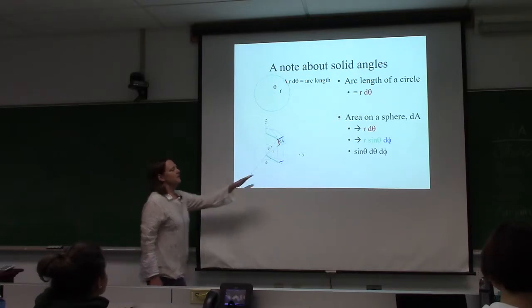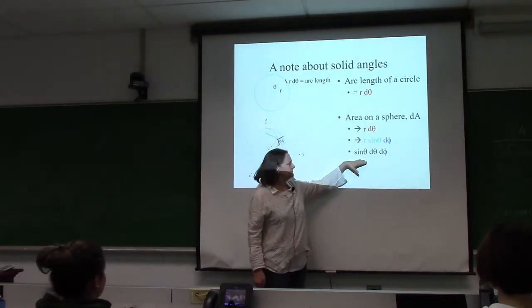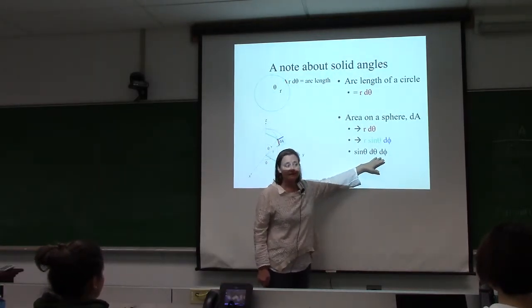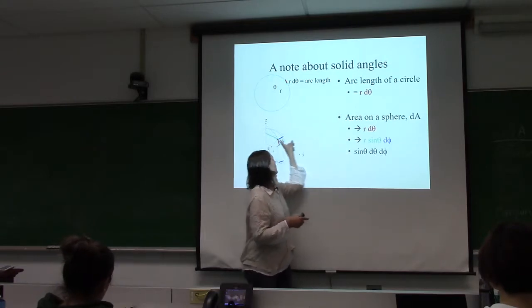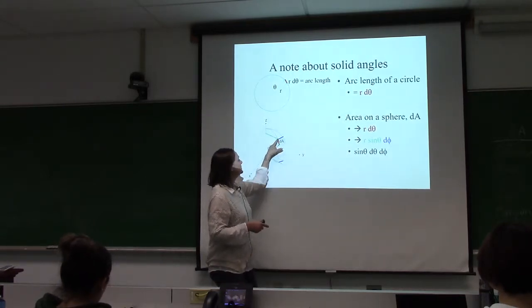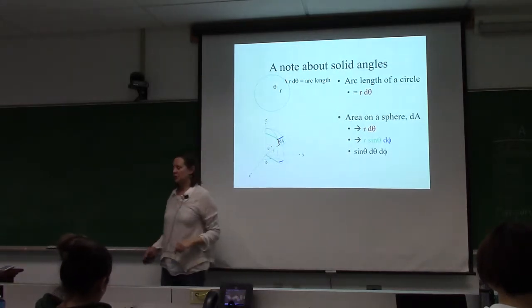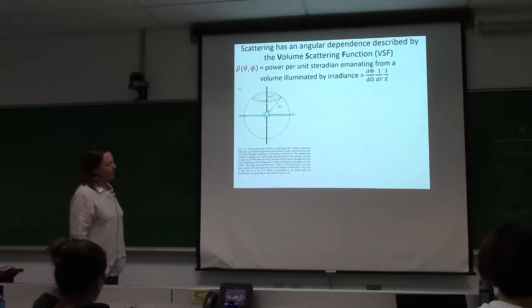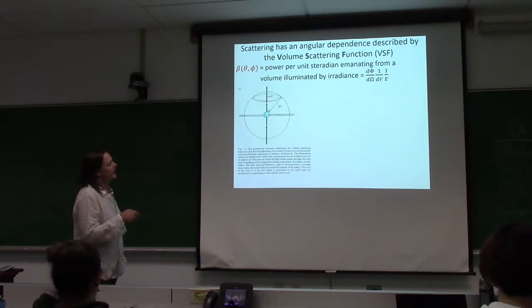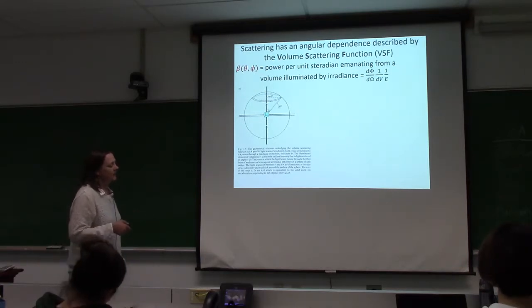And that will just be a term that you should remember. The sine theta d phi is the solid angle d omega. And it's representing this solid angle here, which I've drawn as a square, but you could really think of it as a cone.